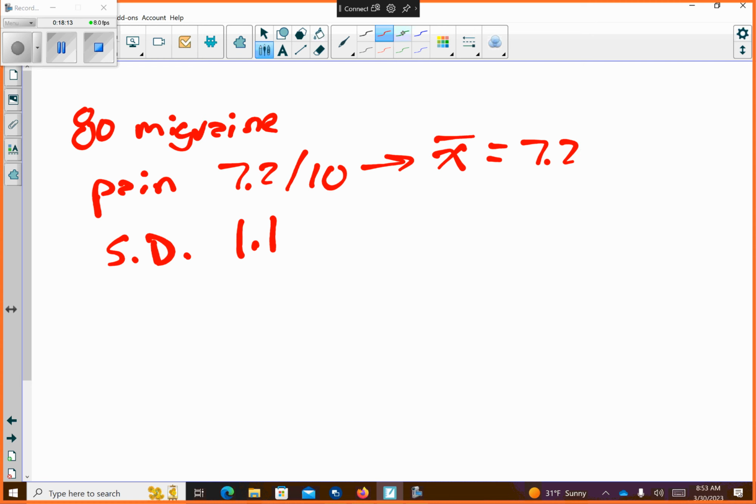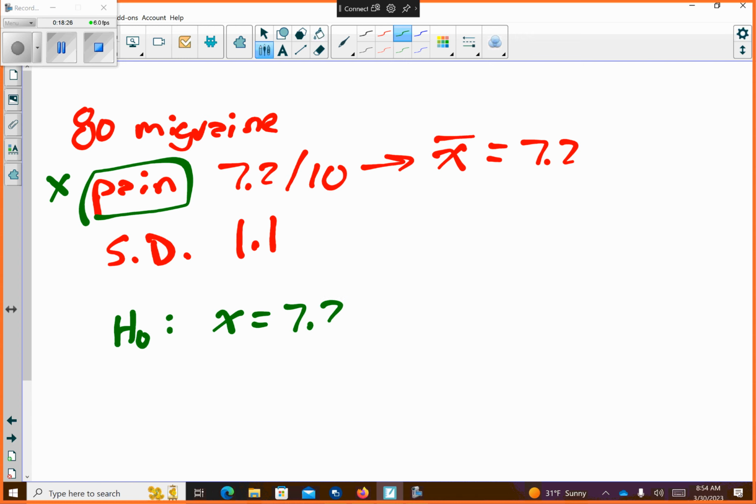Okay, so our null hypothesis is based on pain. So our null is, and we'll just call pain X, X is equal to 7.2. Our alternative will be X is not equal to 7.2. Do you see how that does not formulate a direction? We don't have less than or greater than. Okay.